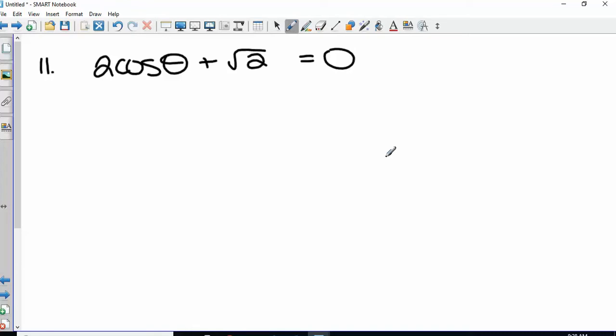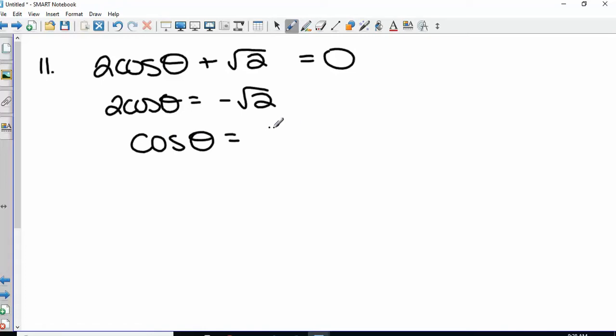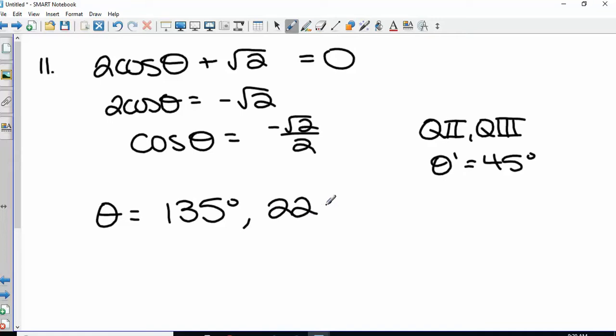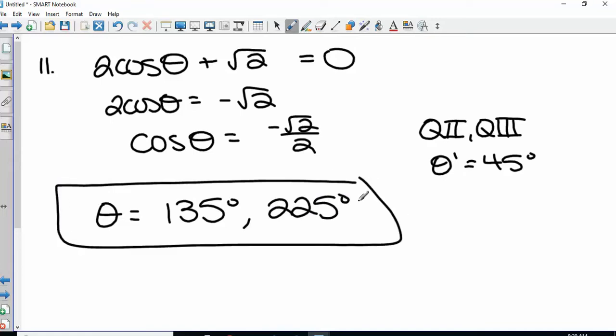So on this one, if I'm just solving for cosine, we can get it by itself. So we subtract over the radical 2, divide by 2. It's cosine theta, so no double or triple solutions. Quadrants, when is cosine negative? Reference angle, when is cosine radical 2 over 2? So, 45 degrees in quadrant 2, 180 minus 45 is 135. In quadrant 3, 180 plus 45, 225. And that's it.